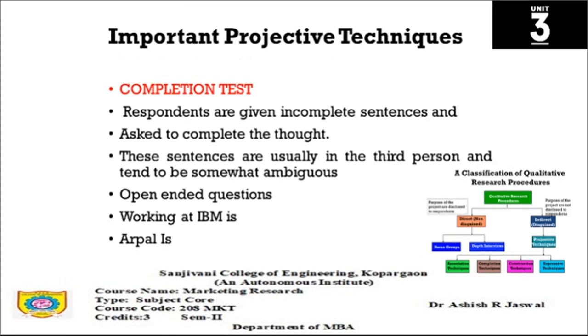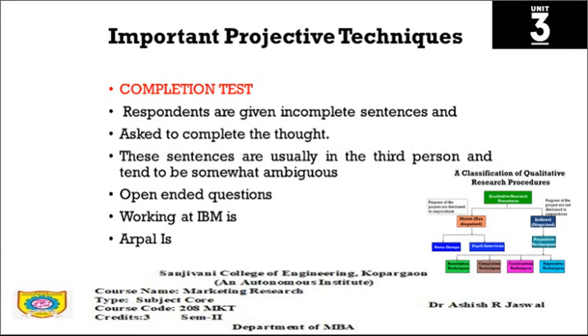Another test which is important, a projective technique, is the completion test. Here, respondents are given incomplete sentences and asked to complete the thought. These sentences are usually in third person and tend to be somewhat ambiguous. Ambiguity means not clear. They are generally open-ended questions.